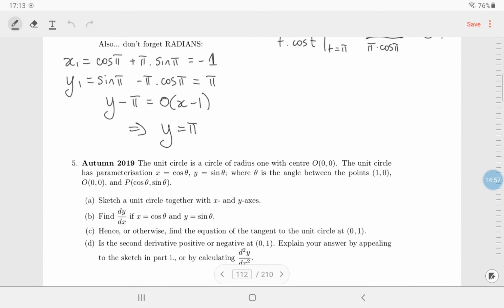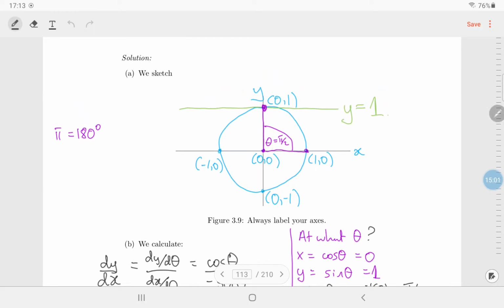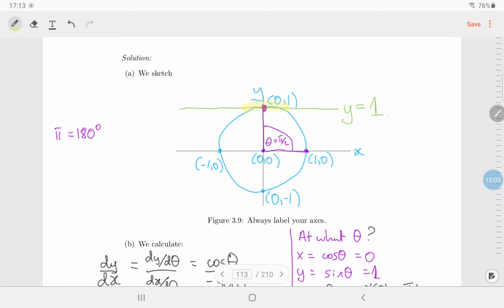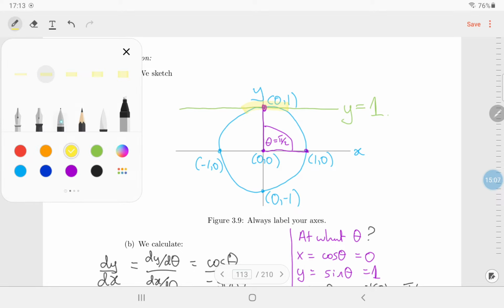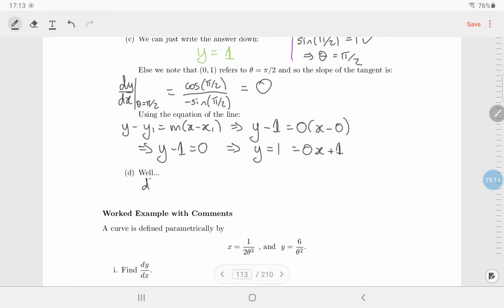Last bit, is the second derivative positive or negative there? Well, look at that point. The graph is n-shaped there. So if the graph is n-shaped, the second derivative is negative. So the second derivative is negative as it's an n-shape. Okay, so that's the first part of this done.